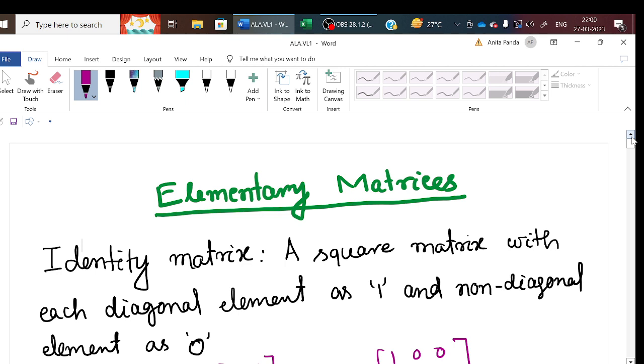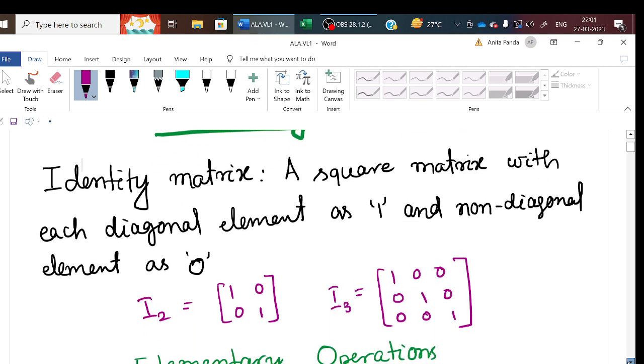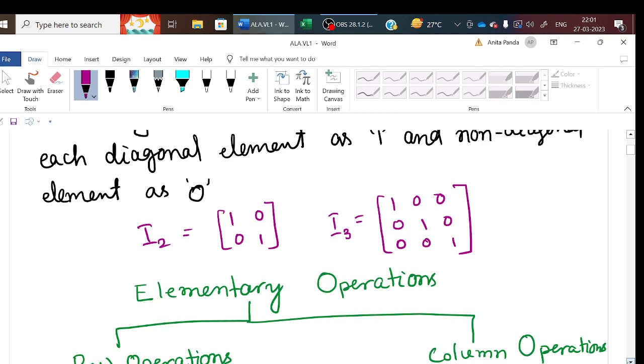A square matrix with each diagonal element as 1 and non-diagonal element as 0 is said to be an identity matrix. When an identity matrix is multiplied to any matrix, the matrix remains unchanged. That is, A into I is equal to I into A is equal to A.